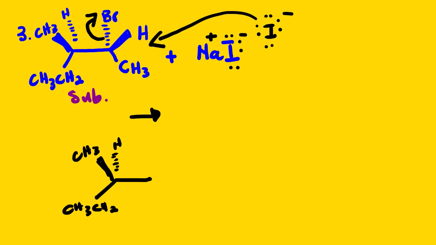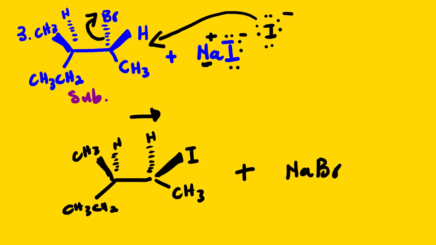Then it means that if iodide ion attacks from the front, it will take the position of anything that is at the front. So in this case, our hydrogen will no longer be there, it will be at the back. And then at the front, we have our iodide ion, and then we still have our CH3 there. Plus, our leaving group will bond with sodium, then we have sodium Br. Sodium bromide, by the way.